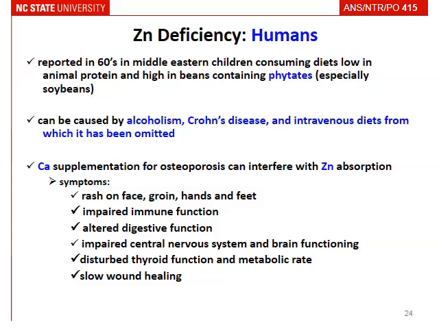So during this, symptoms include that you'll get a rash on your face, groin and hands, you will get impaired immune function, altered GI function, you have impaired central nervous system and brain function. You disturb your thyroid function and metabolic rate, and you also have very slow wound healing. And a lot of this is all because of the zinc fingers that zinc makes through the various proteins, which make them more functional proteins.